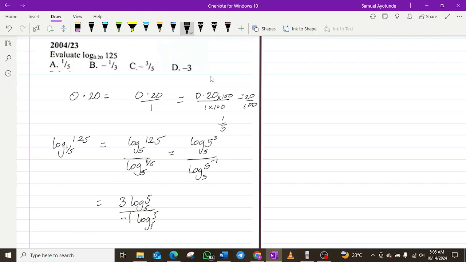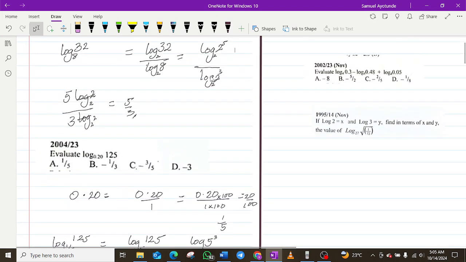So in the two places over here and over here, the answer will be 1 because the base and the arguments are the same in the two places. So since they are the same, they are 1. So we have 3 over minus 1, which is equal to minus 3. So the answer is minus 3. So let's go on to take the second example.